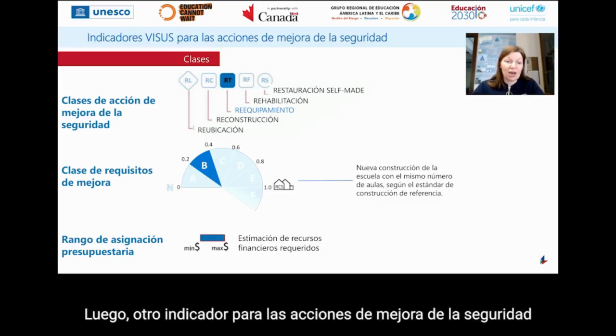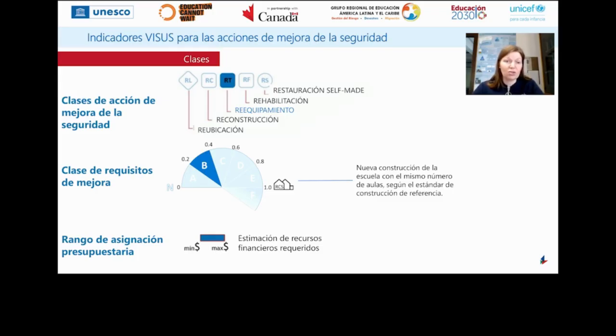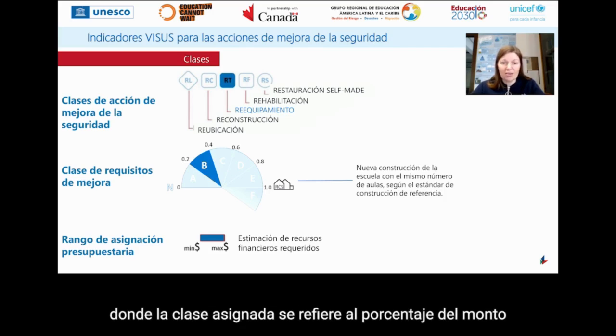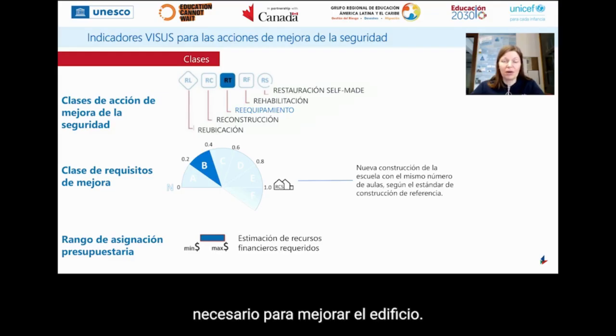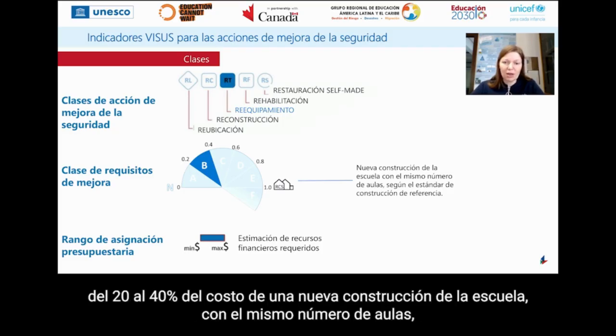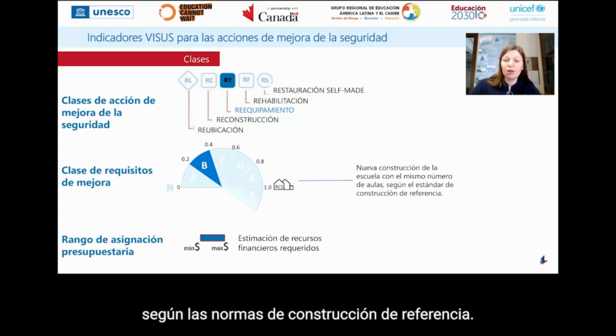Then, another summary indicator for the safety upgrading actions is the upgrading requirement class. That is this indicator here, where the class assigned refers to the percentage of the amount required in order to improve the building. So in this case, the safety improvement of the buildings requires 20 to 40% of the cost of a new construction of the school with the same number of classrooms according to the reference construction standards.